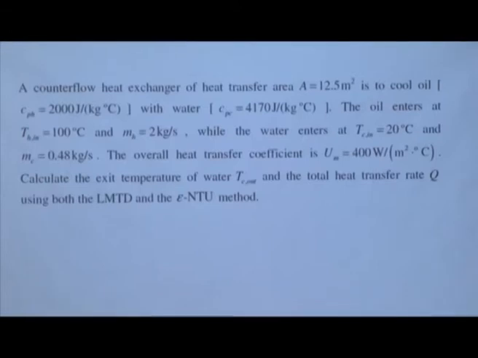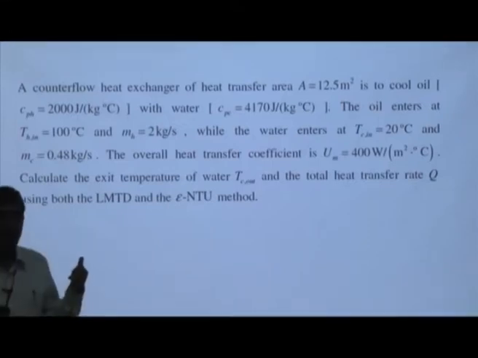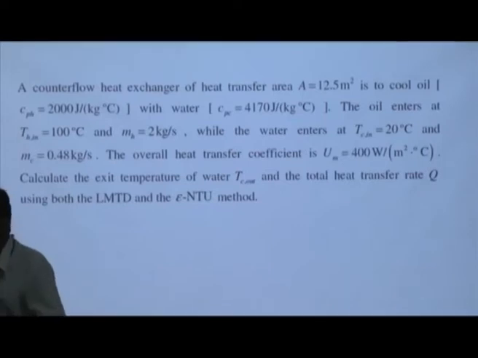The overall heat transfer coefficient is given. This will be given for both the cases, rating and sizing problem. 400 watt per meter square degree Celsius. Calculate the exit temperature of water and the total heat transfer rate Q using both LMTD and the epsilon NTU method. Now an idiot will start with the NTU epsilon method rather than LMTD, but it is told we have to do both. If nothing is told, I can start with LMTD. Now you see LMTD, how difficult it is.